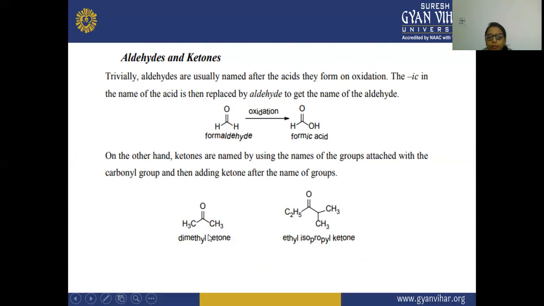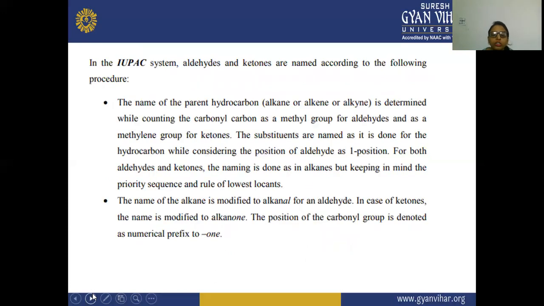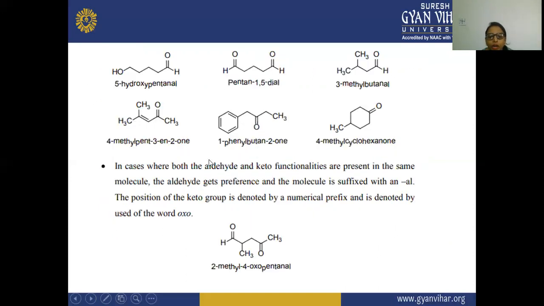And here you can see dimethyl ketone. On both sides, the methyl groups are attached. Trivial means according to the common system. So here, according to the IUPAC system, the name of the parent hydrocarbon is determined by counting the carbonyl carbon as a methyl group for aldehyde and as a methylene group for ketone. And the substituents are named as done for the hydrocarbons.